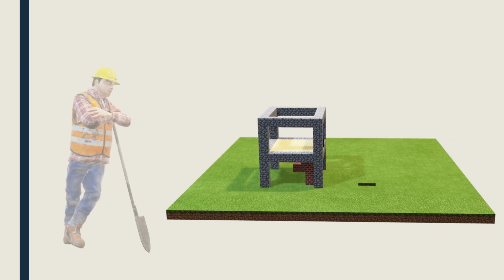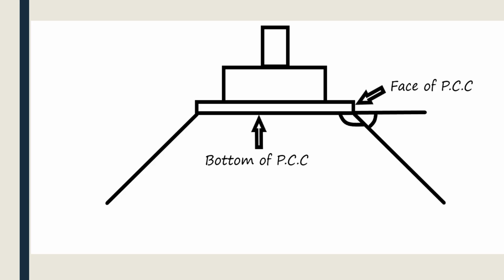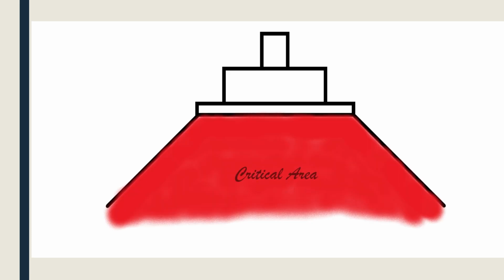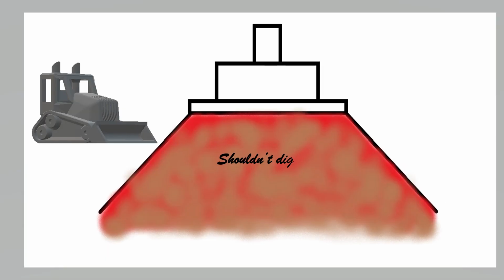Now let's see angle of repose from a civil engineer's point of view, at foundation level site conditions. The general rule of thumb is that the angle of repose is 45 degrees from the face of the PCC, or 135 degrees from the bottom of the PCC. The red zone, as shown in the figure, is the critical area in which you shouldn't dig or tunnel. Disturbing the soil anywhere within those regions could lead to serious consequences.